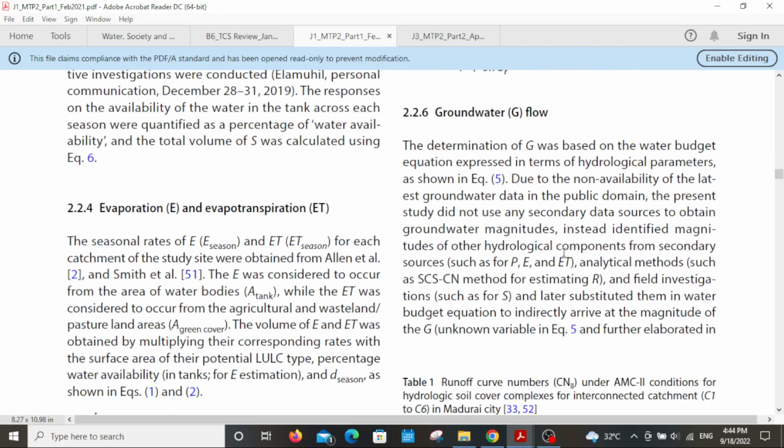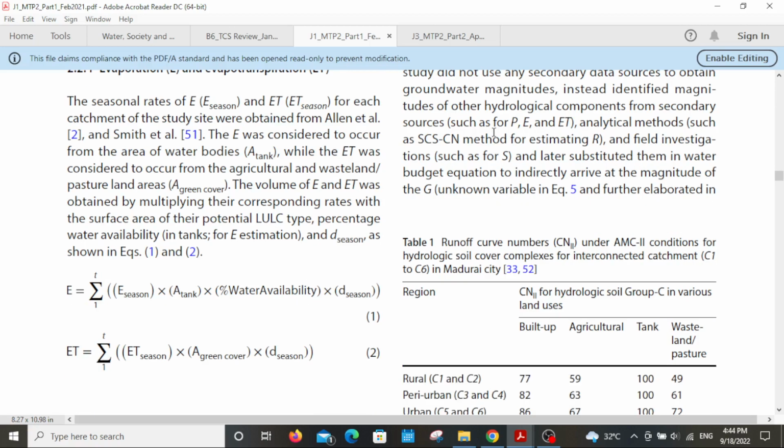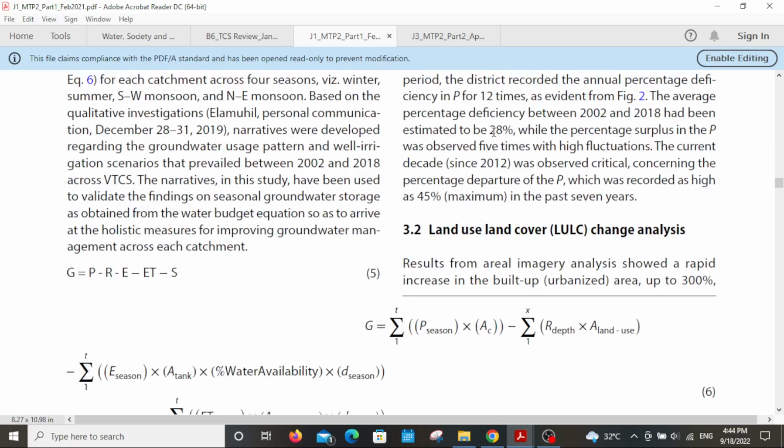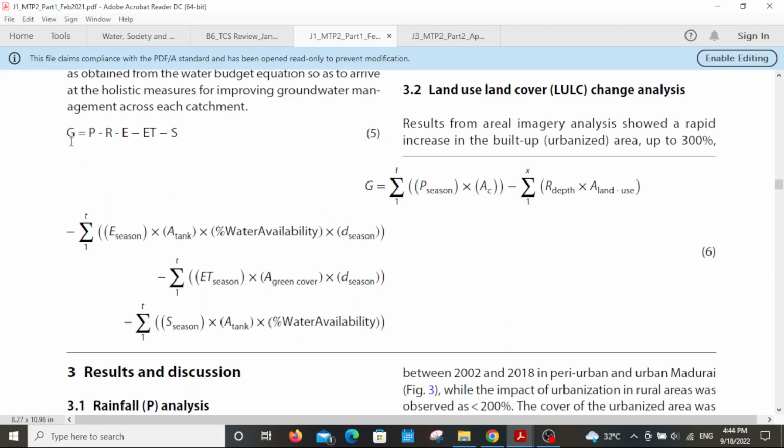And finally, once we are done with finding all the components such as storage, evaporation, evapotranspiration, rainfall, then we utilize all that information to indirectly identify the groundwater flow. And here is the equation that we used: groundwater can be estimated using rainfall, which is P, minus surface runoff, R, minus evaporation minus evapotranspiration minus storage. So this equation provides the value of G, which is groundwater volume.